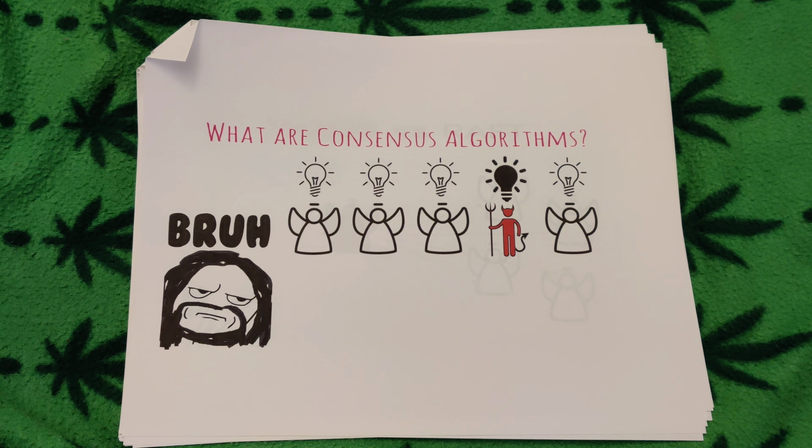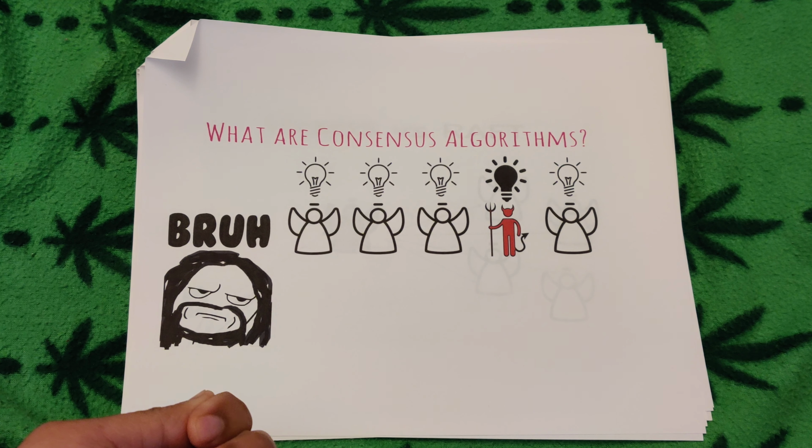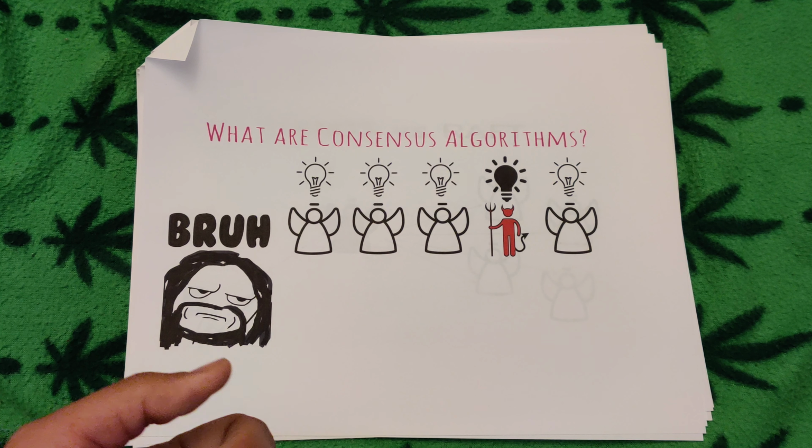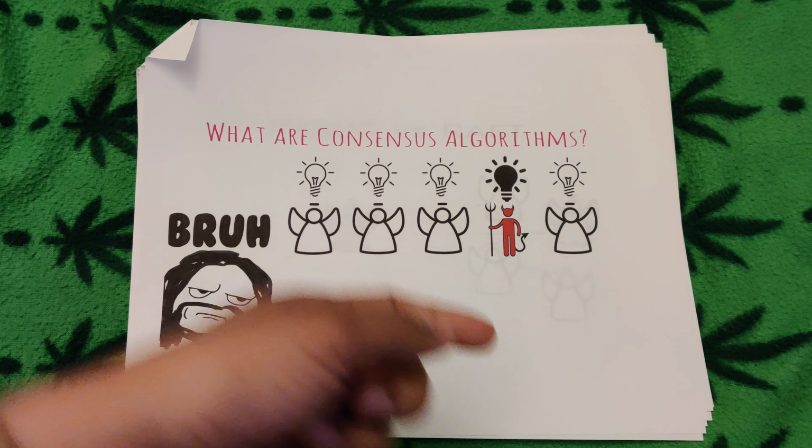Consensus algorithms must also be fault-tolerant. That means these algorithms must allow each system to reach a consensus despite the existence of failure in one or more of these components.